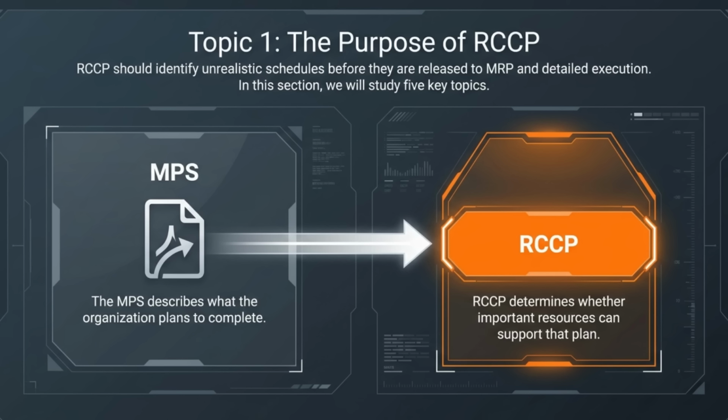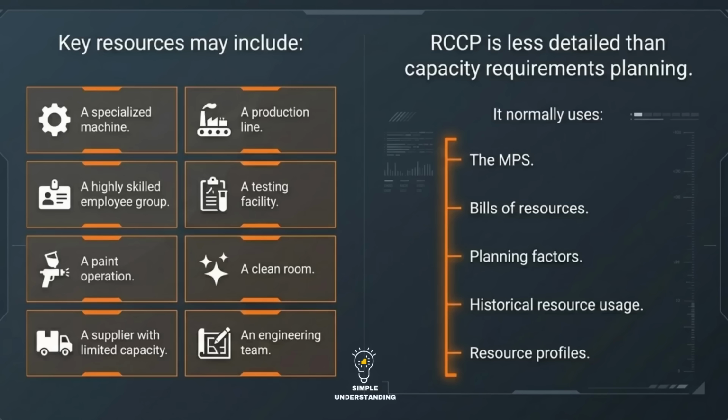In this section, we will study 5 key topics. Topic 1. The purpose of RCCP. The MPS describes what the organization plans to complete. RCCP determines whether important resources can support that plan. Key resources may include a specialized machine, a production line, a highly skilled employee group, a testing facility, a paint operation, a clean room, a supplier with limited capacity, an engineering team.